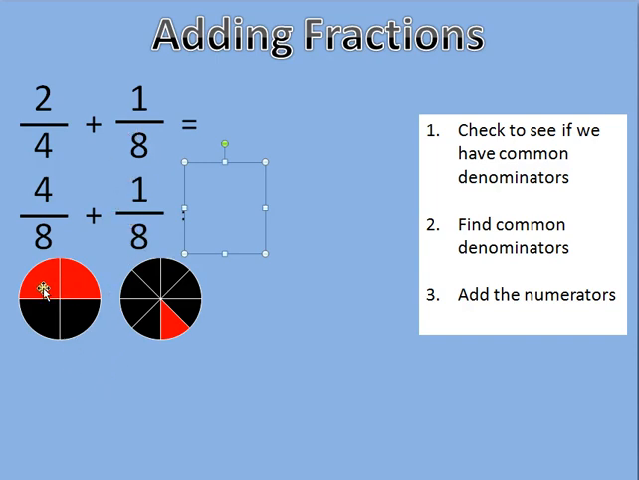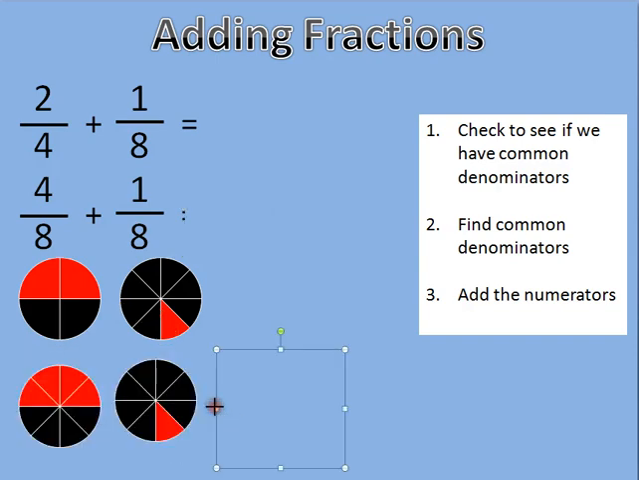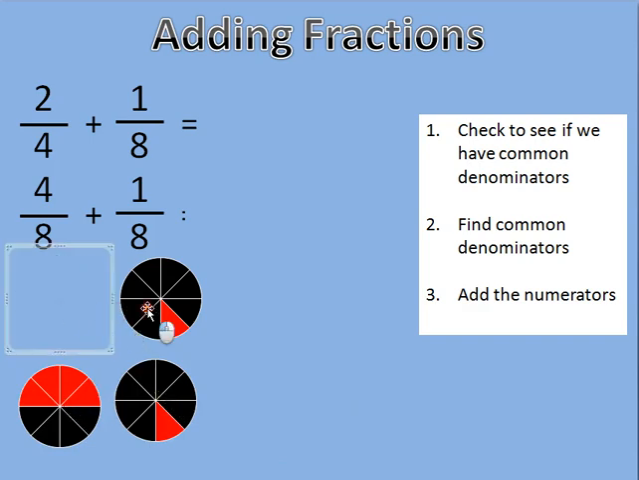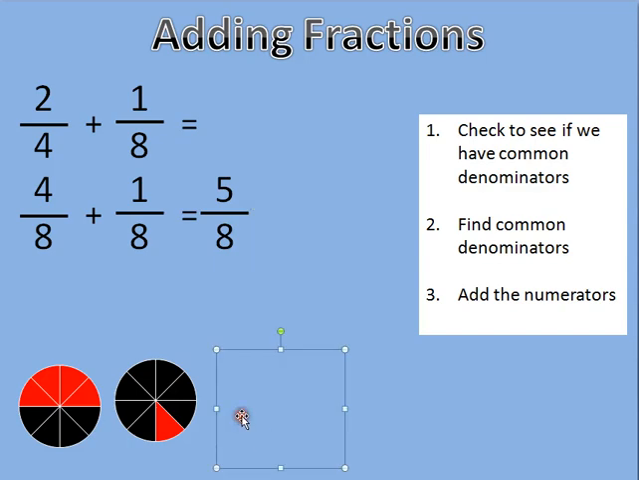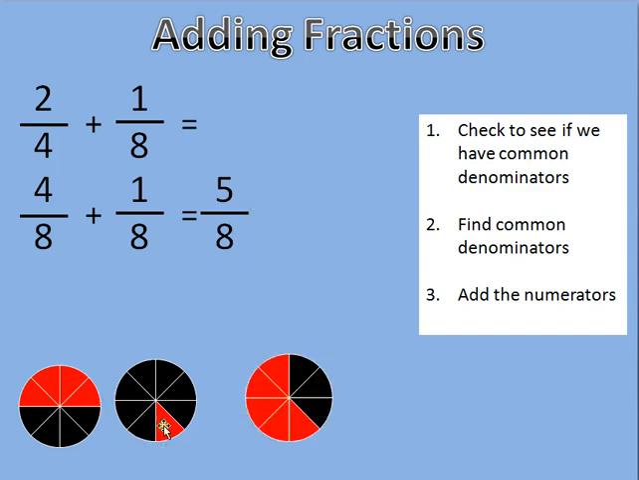So I have my pictures, 2/4 and 1/8. Well, guess what? I want to make my pictures equal my new fraction. So I'm going to get rid of that one and get rid of that one. Okay, so I have 4/8, and as you see, it's the same shape as it was before. It's the same as 2/4. I've just broken it into further pieces. And 1/8 right here. And I add my numerators again and get 5/8.